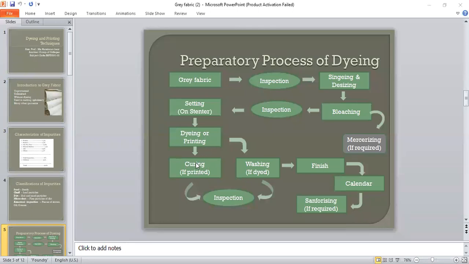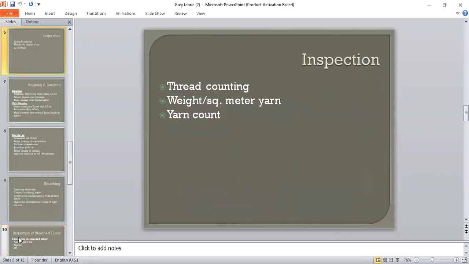Then after dyeing or printing, the fabric goes for the curing if it is printed, or it will go for the washing process if the fabric is dyed. Then for the finishing, after curing and washing, the fabric again goes for the inspection. Then for finishing, then calendaring, and then mercerizing only if it is required. Okay. Next.